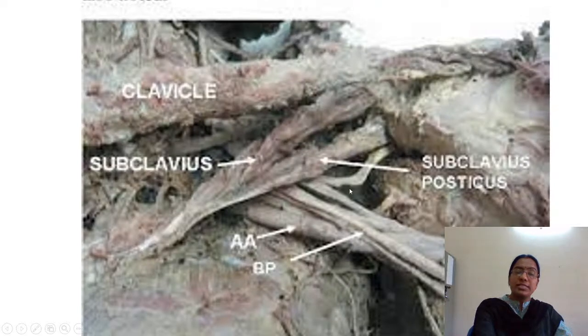Yes, this is the subclavius muscle coming from the first rib, inserting into the medial 1/3 of the groove which is present on the clavicle, the subclavian groove. The nerve supply is by means of the upper trunk, that is, the nerve to subclavius is supplying the subclavius muscle.